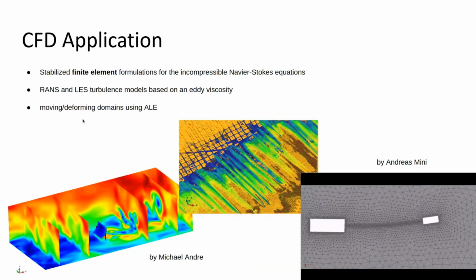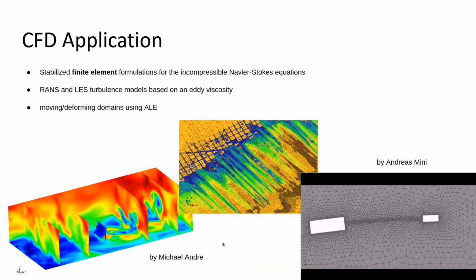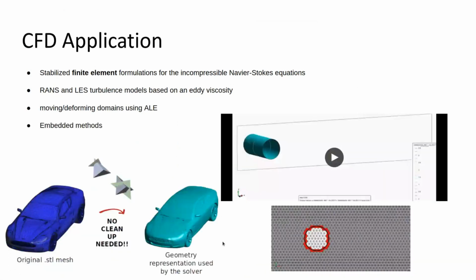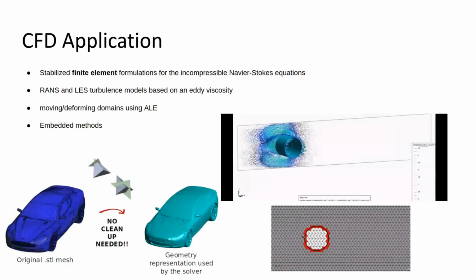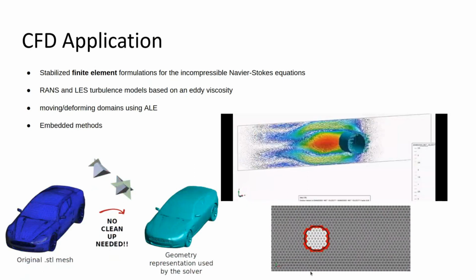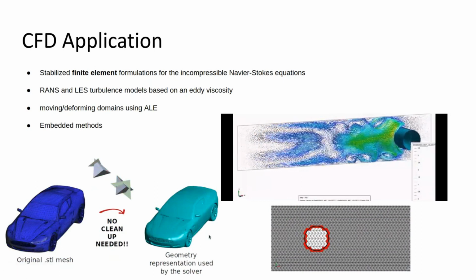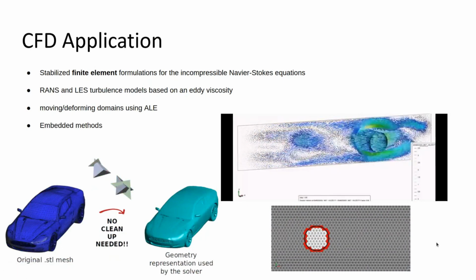Reynolds-averaged models, we have deforming of the domains using arbitrary Lagrangian Eulerian element formulations, and also these embedded methods. So basically, the domain is not defined up to a geometry really, but the elements can be cut with this. You don't need much cleanup, right? So this is already in the CFD application.